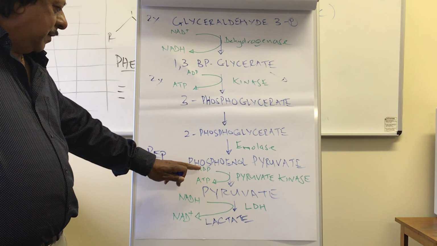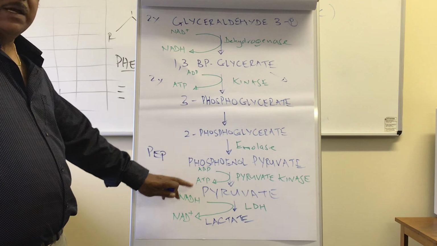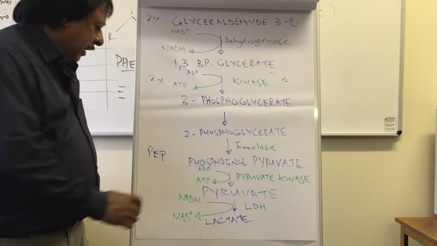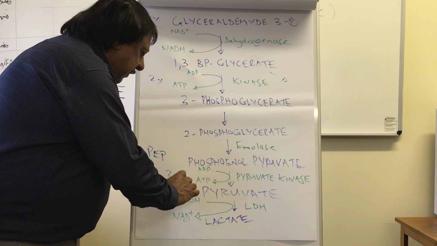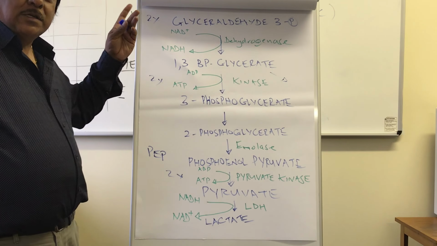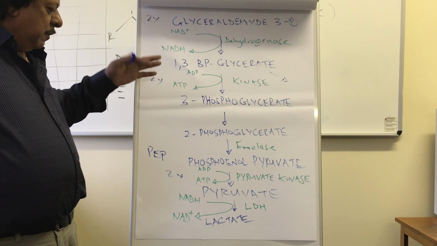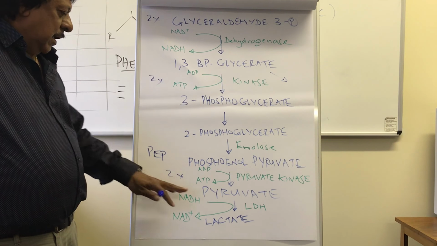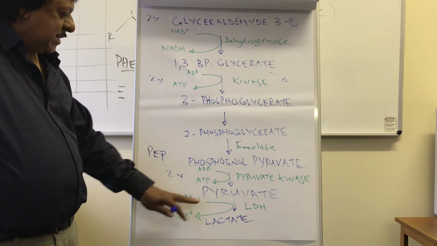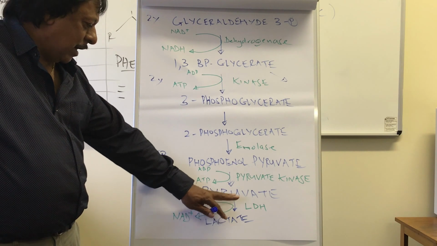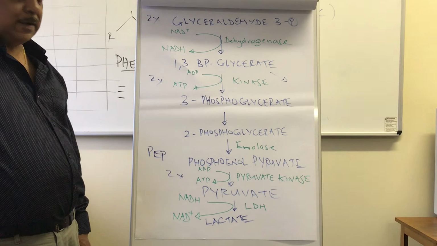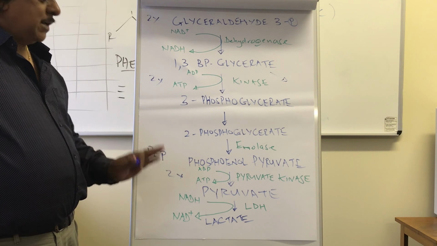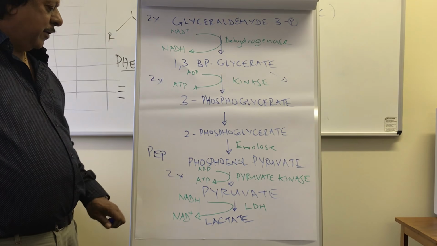And here again, the phosphate from the PEP is added to ADP to form ATP. So here again, we generate another two molecules of ATP. Remember, we utilized two molecules in the early stages. We've generated four, so we have a net gain of 2 ATPs. So after this step, the pyruvate kinase step, we now generate a molecule called pyruvate. Okay? Now pyruvate is a very interesting molecule. I have lots to tell you about pyruvate.